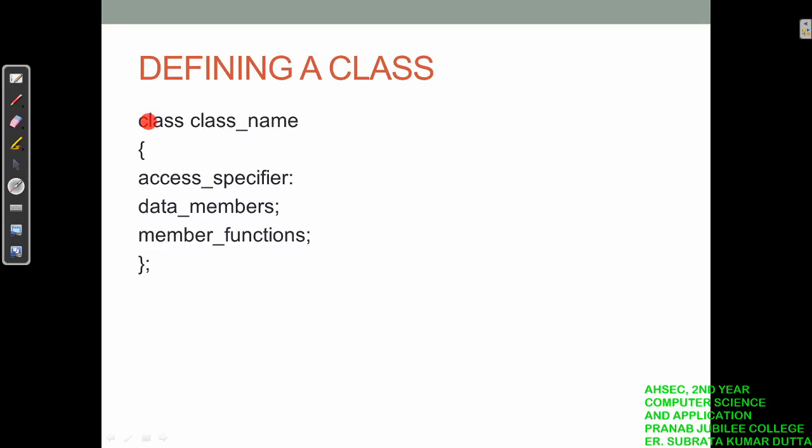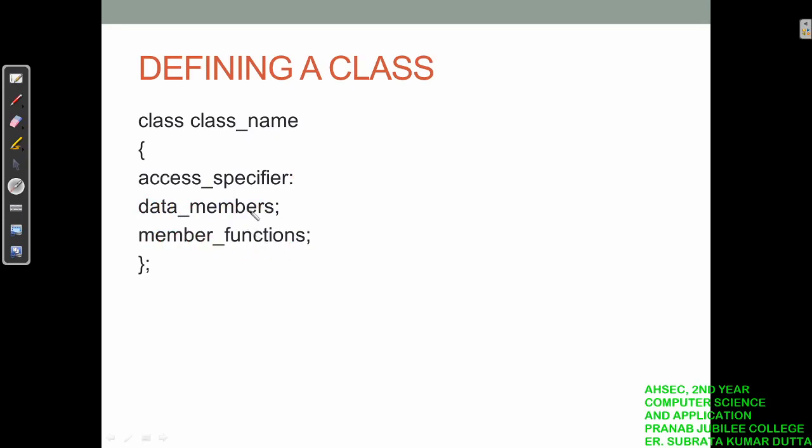So here we have to first write the keyword class always, and after that we have to give a name of that class. Then we have an access specifier. We have to declare an access specifier. So what is access specifier? We will see in the coming slides. Okay, after the access specifier we will give a colon, and after that we will write the data members and member functions.